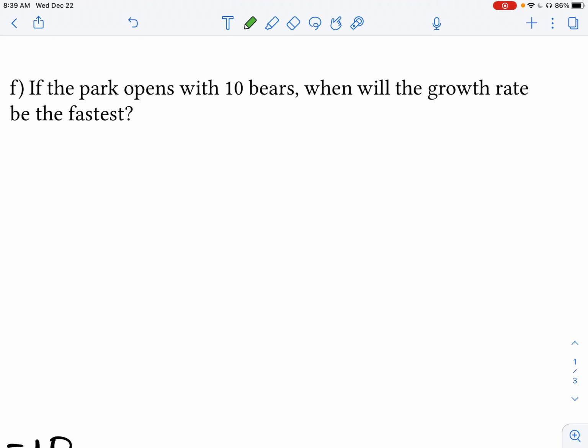So think about this. How can we use calculus to answer this question instead of just looking at the solution on our slope field? Well, it would make sense that if we're trying to find when the growth rate is the fastest, we're effectively trying to find the maximum value of our function, dp dt. When have we talked about finding maximum values? Well, using the first derivative test. So we can find the extrema of our differential equation.